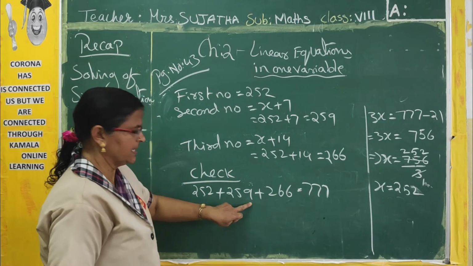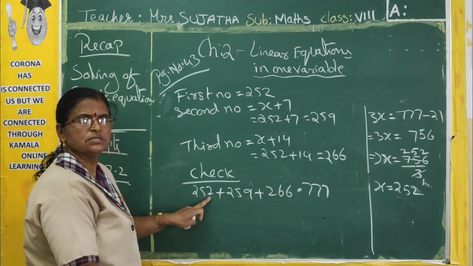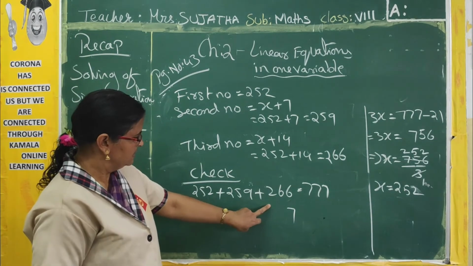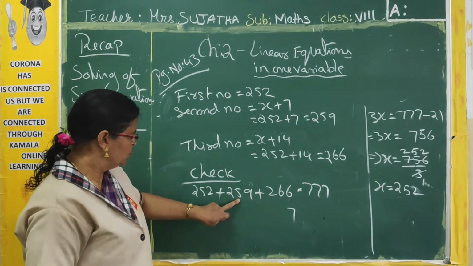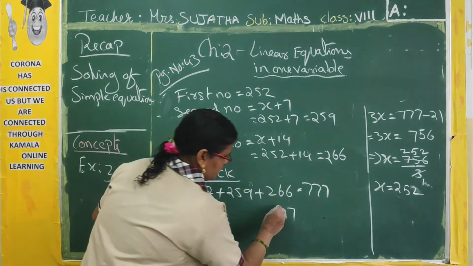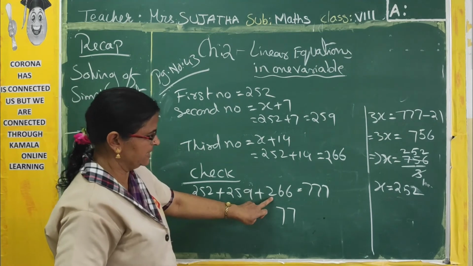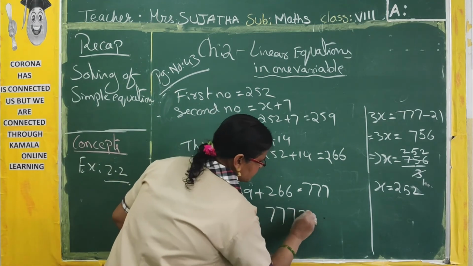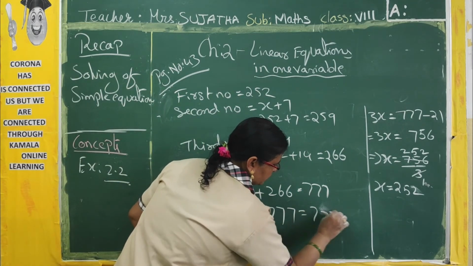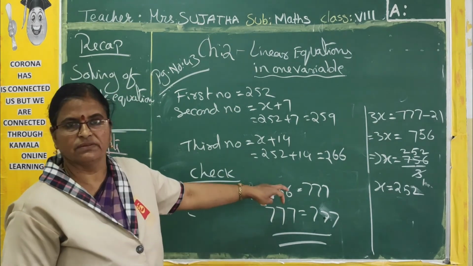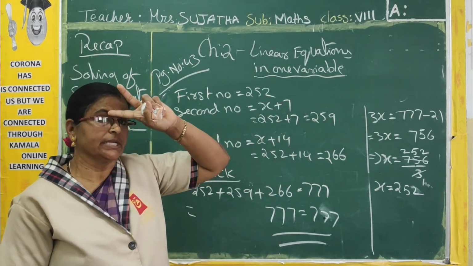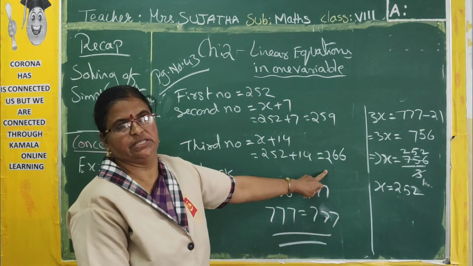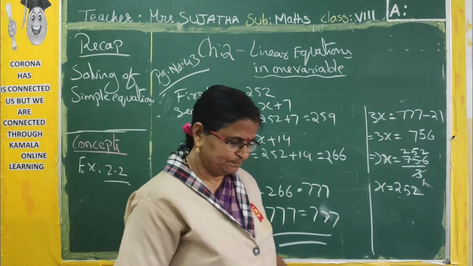Now 6 plus 9, 15. 15 plus 2, 17. 7, 1 carry. 1 plus 6, 7. 7 plus 5, 12. 12 plus 5, 17. 7. 1 carry. Again 1 plus 2, 3. 3 plus 2, 5. 5 plus 2, 7. So 777 is equal to 777. Okay. So we got the same answer on both sides. So our answer is right. What are the multiples? 3 consecutive multiples of 7 are 252, 259 and 266. Okay, ma?